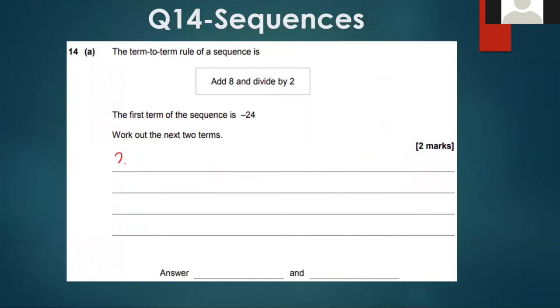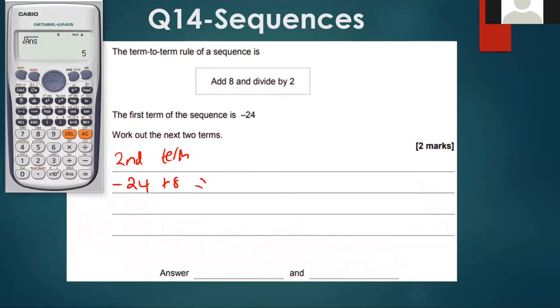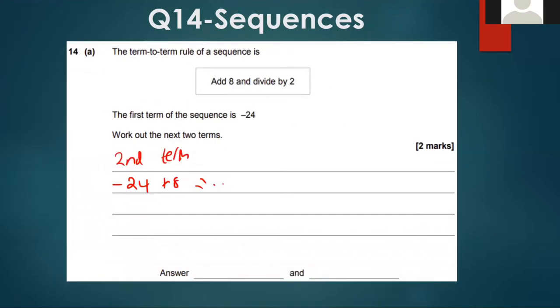So the second term, if we know the first term, that's going to be minus 24, add 8, and then you divide that by 2. If we do minus 24, add 8, we don't need to get confused and start worrying because it's negative numbers. So minus 24 plus 8 actually gives me an answer of minus 16. Now, minus 16 divided by 2 is just minus 8. It's still a minus. So we know that our next term is minus 8.